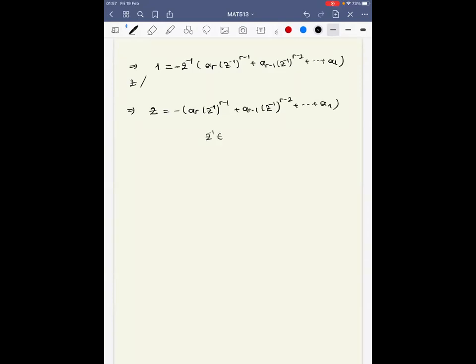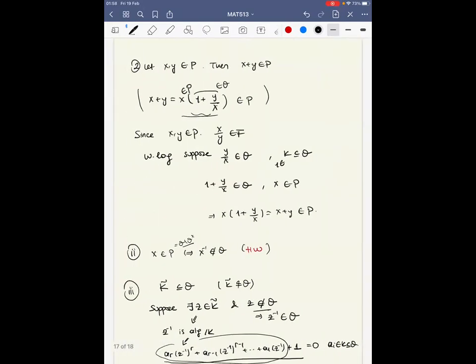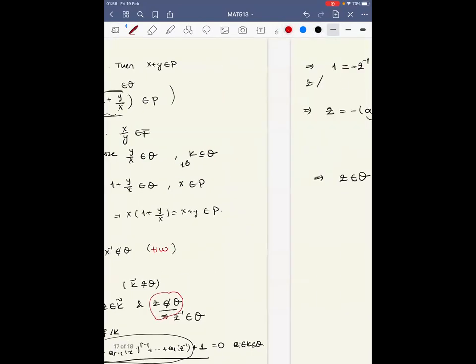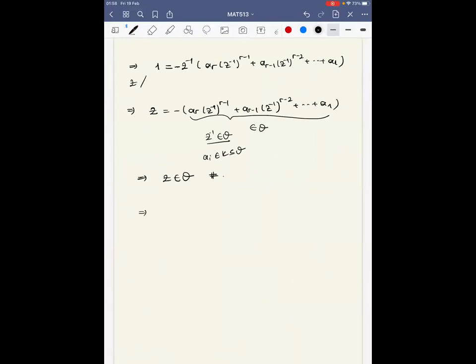But we supposed that z inverse is in O, and we know that K lies in O. This shows that the right hand side of this equation is in O. But this gives us a contradiction with our assumption. And this shows that K tilde, the constant field, is a subset of the valuation ring.